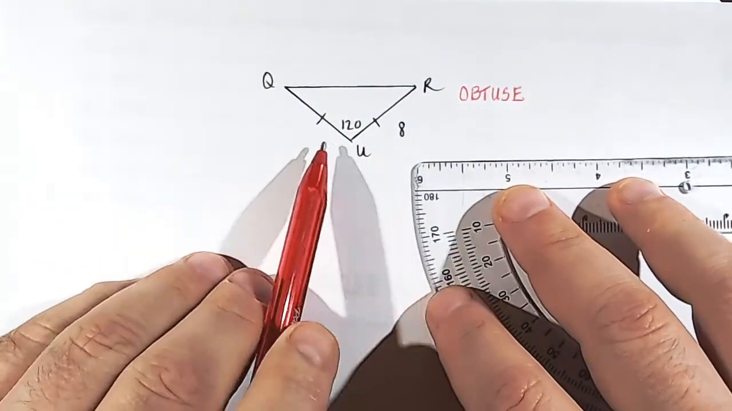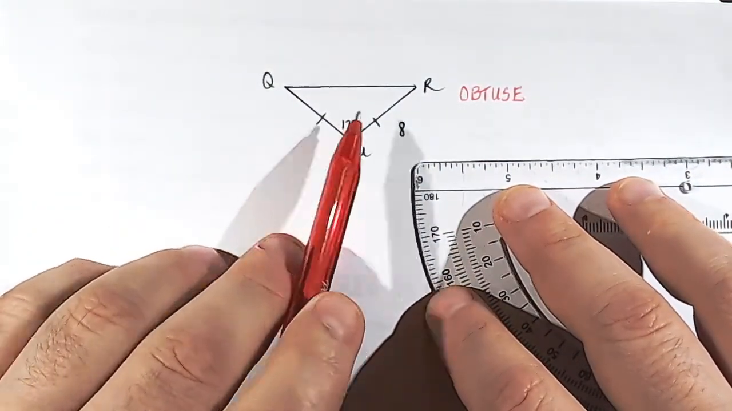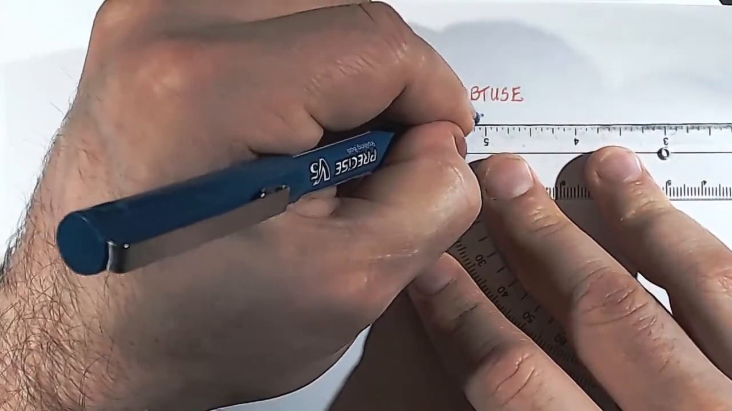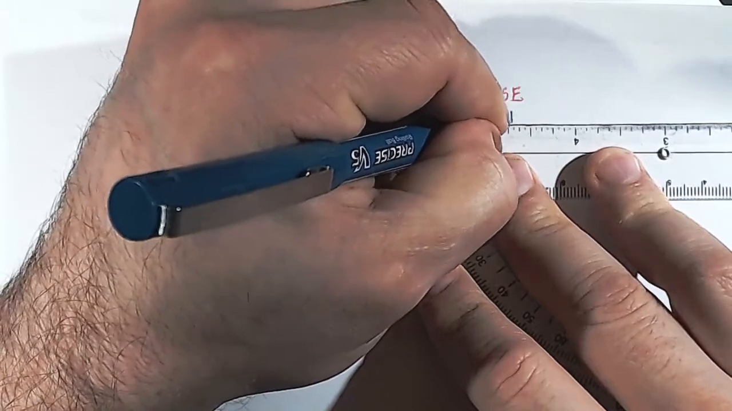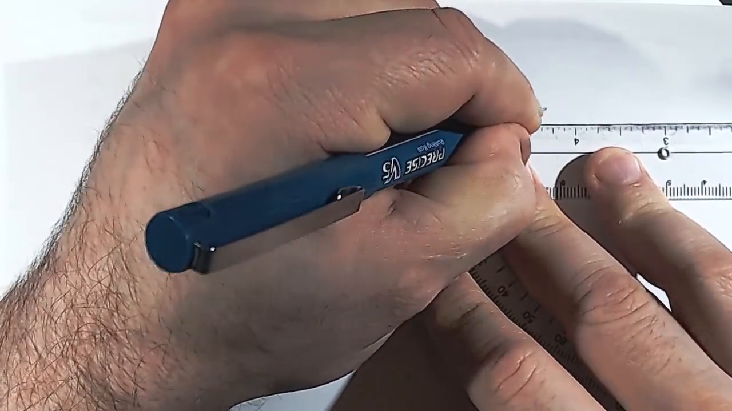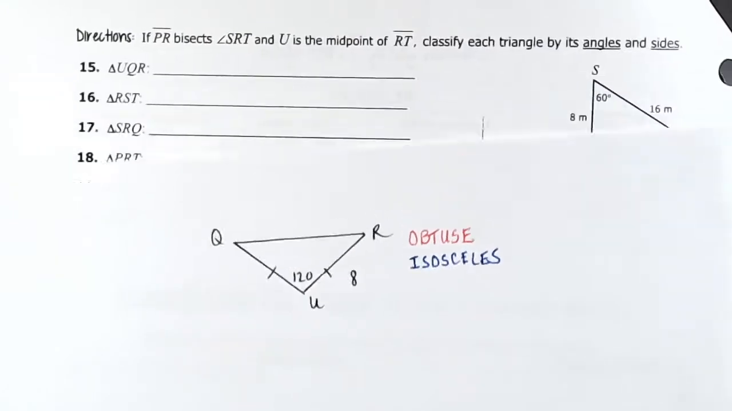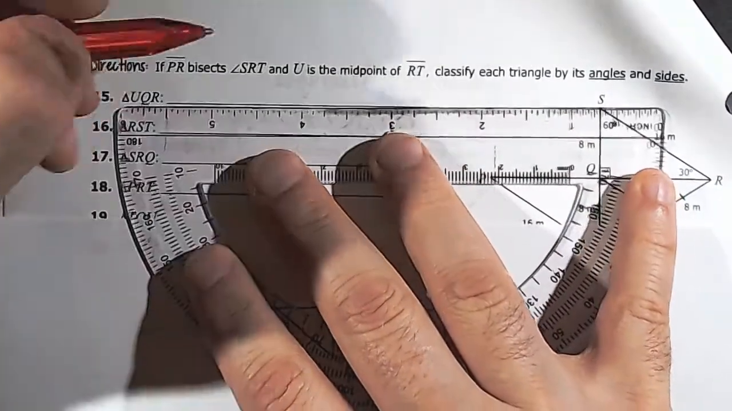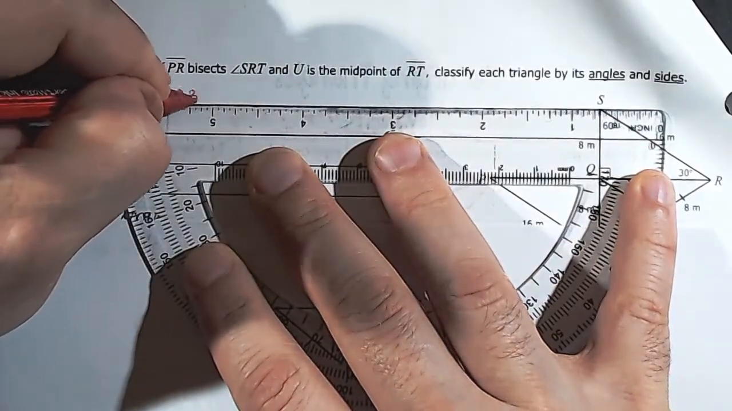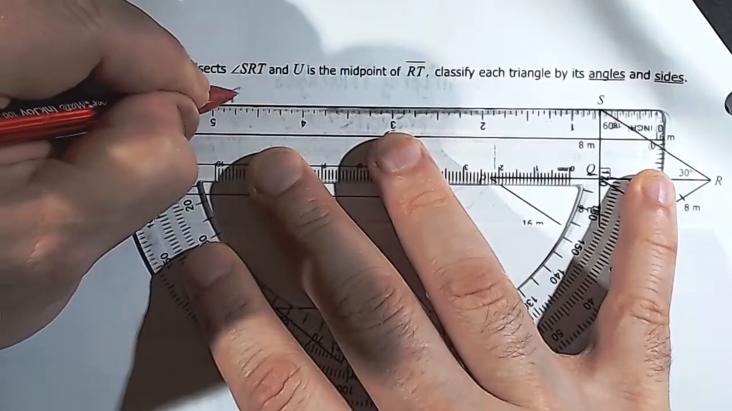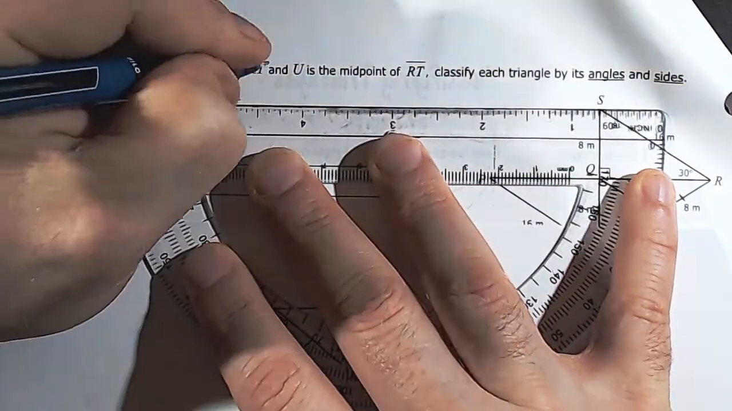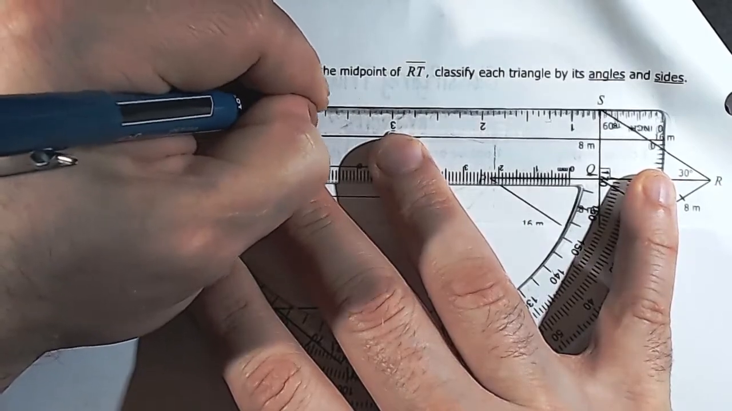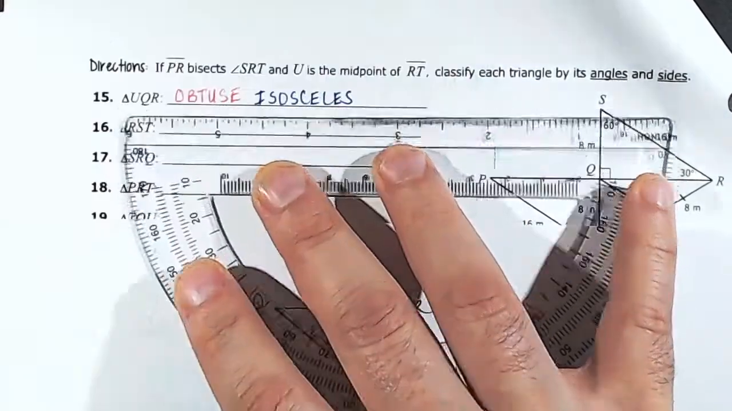And then from a lateral perspective, I have two sides that are the same length, which means it's an isosceles triangle. Okay, so we have an obtuse isosceles triangle. So UQR is an obtuse isosceles triangle.